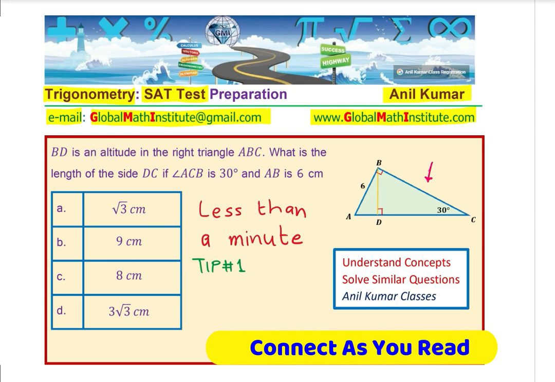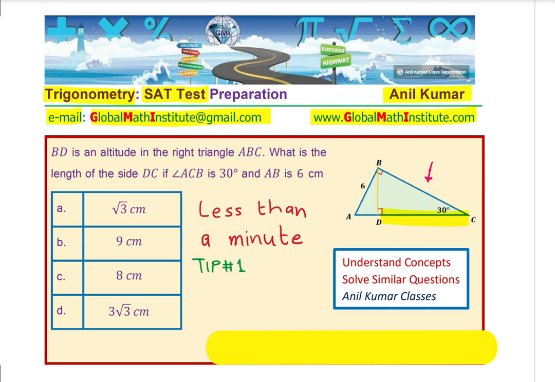So BD is an altitude in the right angle triangle. What is the length of D to C? So we want to find the length of D to C. Keep that a focus. And we are given whatever is labeled in this particular diagram. And we have the choices here. So if you read like this, you save a lot of time. You don't have to read the question again and again.